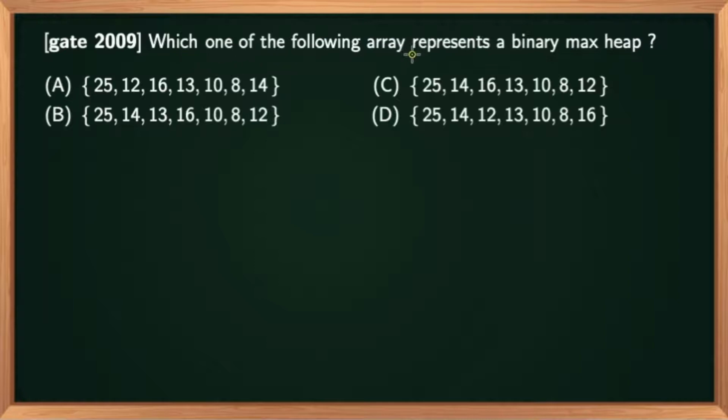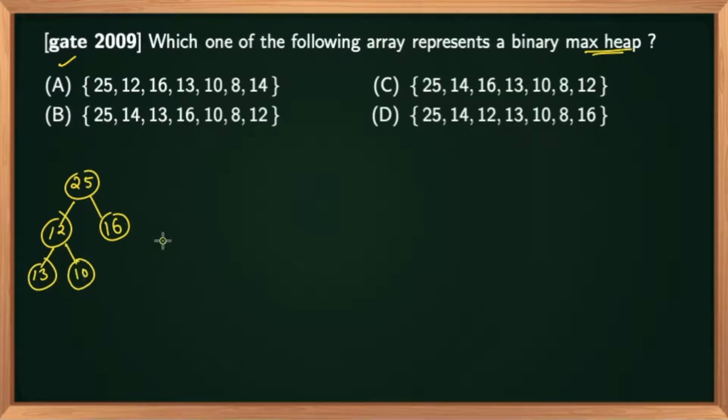Which one of the following arrays represents a binary max-heap? This is the level order traversal, or the array representation. We can directly see whether A is a heap or not just by drawing it: 25, then 12, 16, then 13, 10, then 8 and 40. This is not a heap because the heap property is getting violated, since you have 13 as a child of 12, which violates the max heap property.